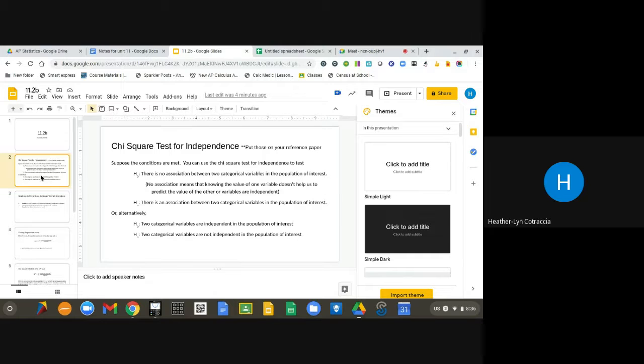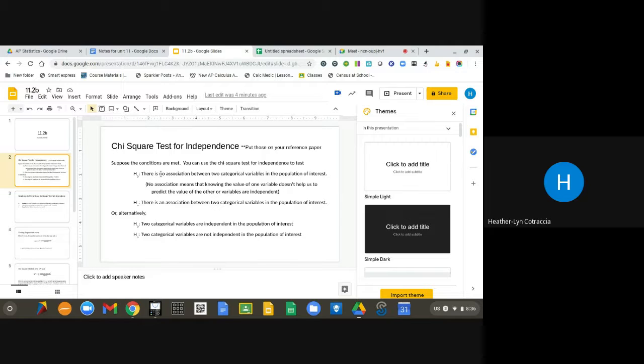Now, I would put these on your reference paper or somewhere where you can reference it pretty quickly, because I think that they're kind of confusing. The second way to say these are the same thing, by the way. You just have to see, does the question ask you for association or independence, and they mean the same thing, but regardless, I think this one's a little bit easier. The two categorical variables are independent of the population, and then they're not independent.